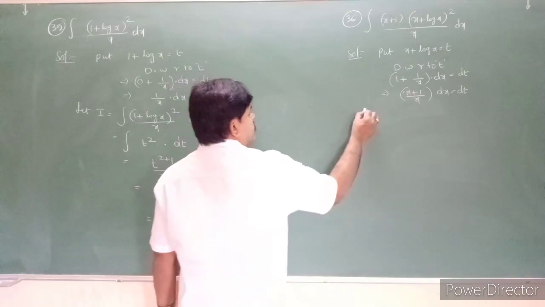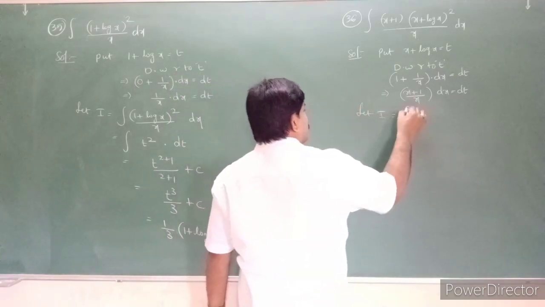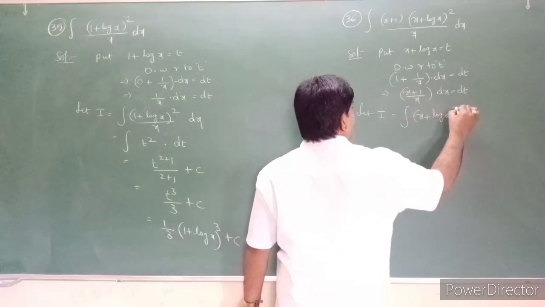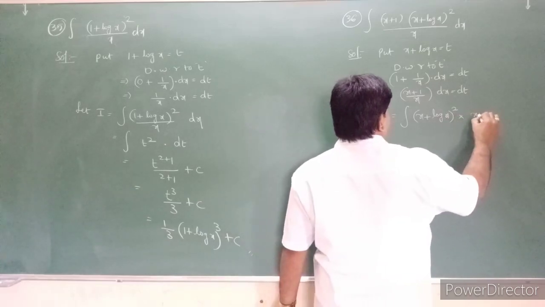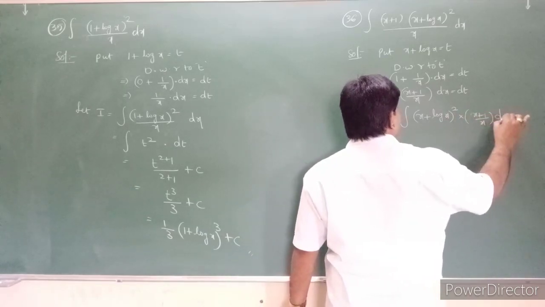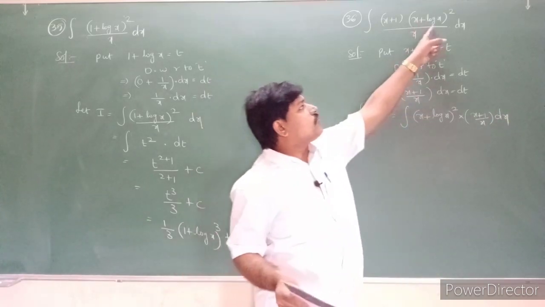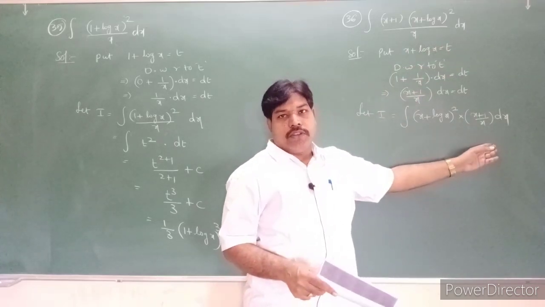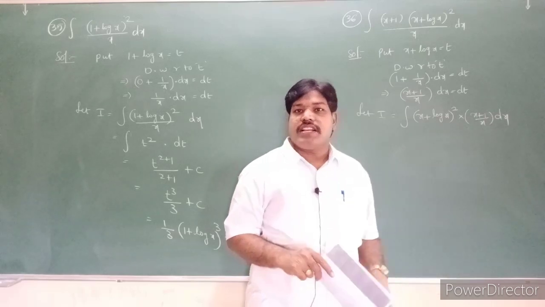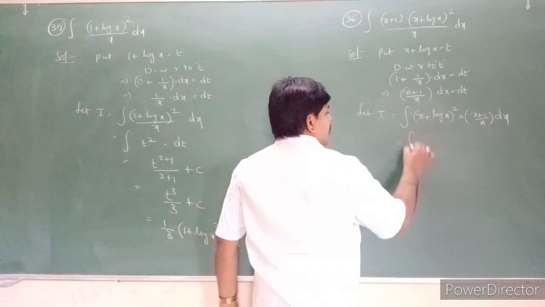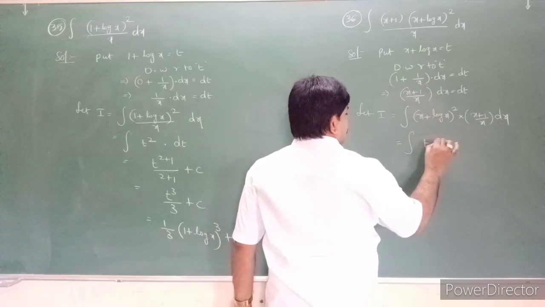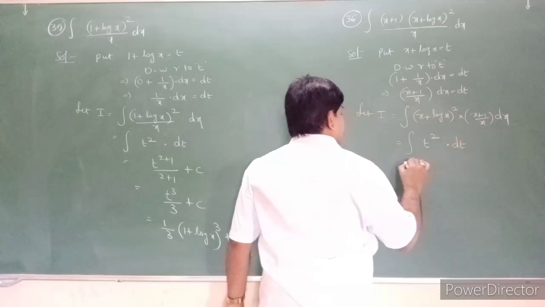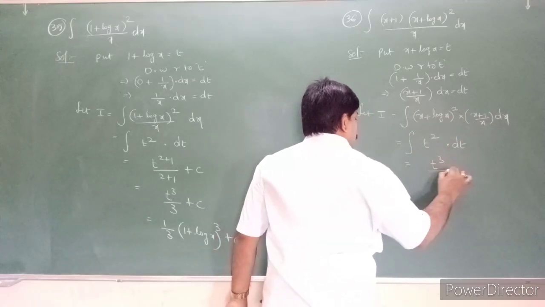So take the problem here, students. Let I is equal to integral of (x plus log x) whole square into (x plus 1) by x into dx. So what is this problem? (x plus log x) whole square into (x plus 1) by x into dx. Okay, so you have to identify that (x plus 1) by x into dx value is dt. So what this problem will become? Integral of x plus log x value is t. So it will become t square. (x plus 1) by x into dx value is dt. So integral of t square, already you know the formula.